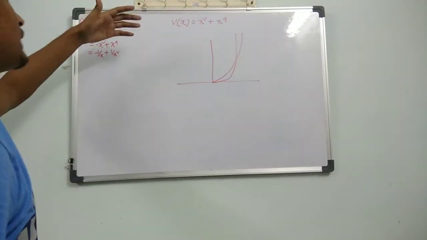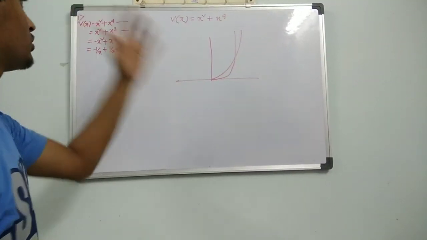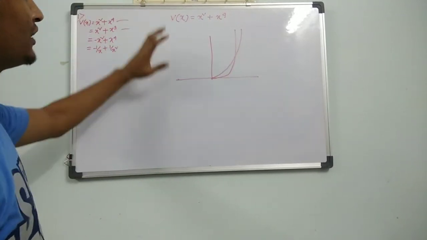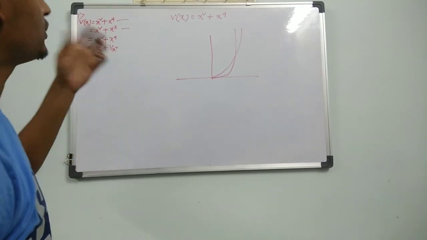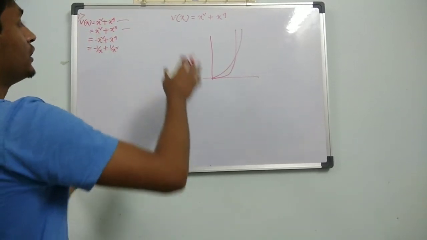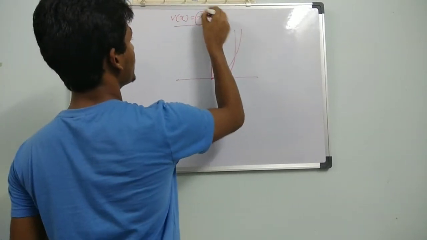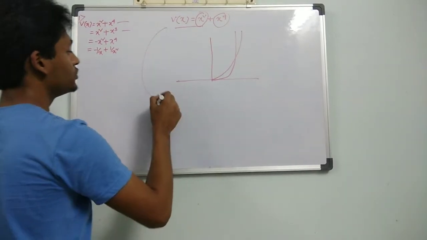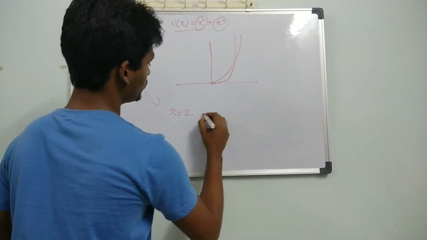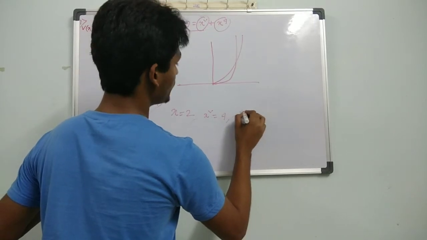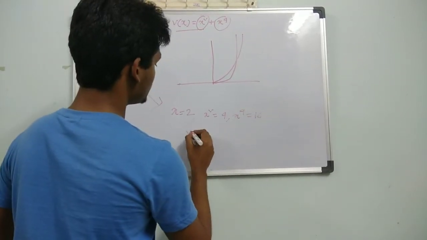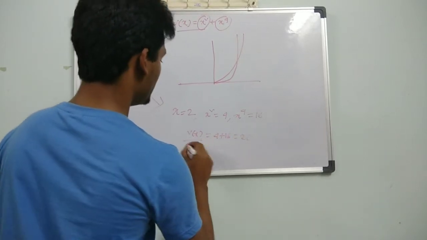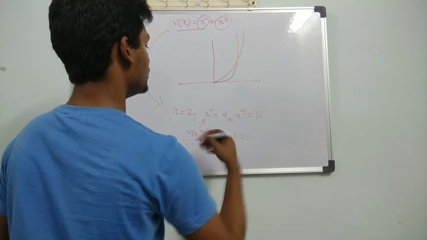Now if you take any point, at 0 it will be 0, no doubt about it. But at any other point, negative or 0 to 1, whatever, the function will be greater than both x square and x to the power 4. Just for a check, take x equals 2. So x square will be 4, x to the power 4 will be 16. So your function V(x) will be 4 plus 16, that's 20. So V(x) is greater than this, and greater than this also.